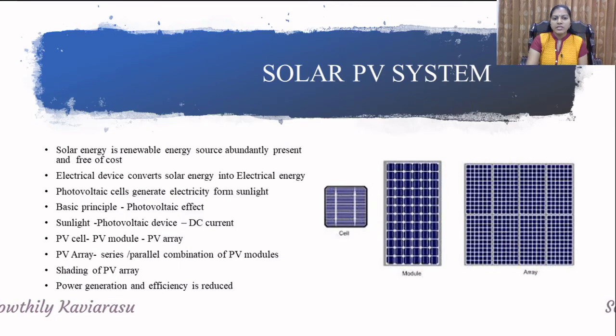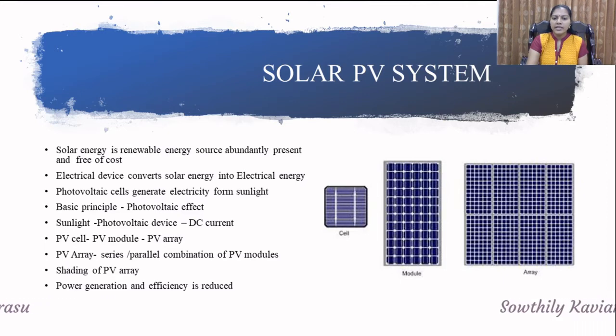So solar energy converts into electrical energy. This happens in the solar PV. The solar photovoltaic cells generate electricity from the sunlight. The basic principle behind this is the photovoltaic effect. The photovoltaic effect is when the sunlight falls on a photovoltaic device, it produces DC current.